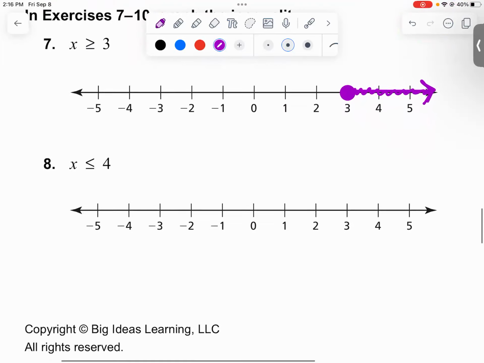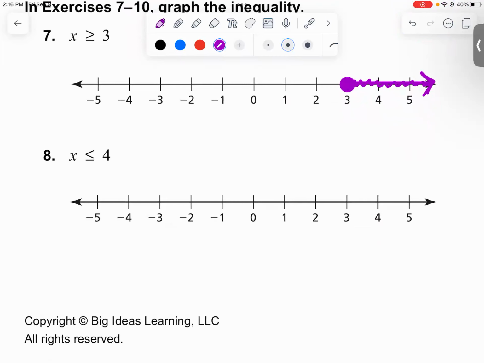Graph number 4. Two plus 2 is 4, it says on your hand. Okay, this is what I see on papers. I see a closed circle at 4, and I see the shading going to the left since we are less than or equal to 4.